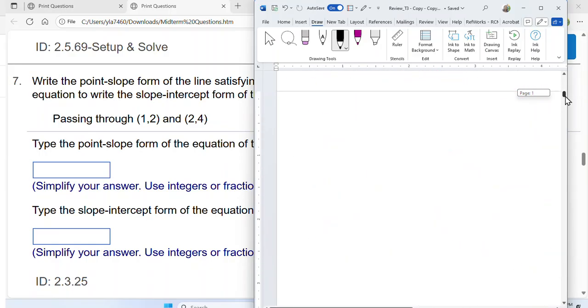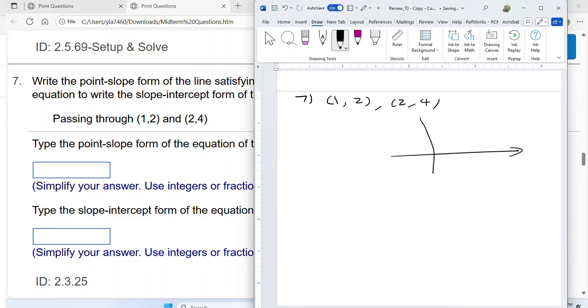Okay, so we have (1, 2) and (2, 4). If you really want to see how these two points look, you can graph it a little bit, but graphing is not necessary to do this one. I just give you a little bit of graphing so it looks more familiar.